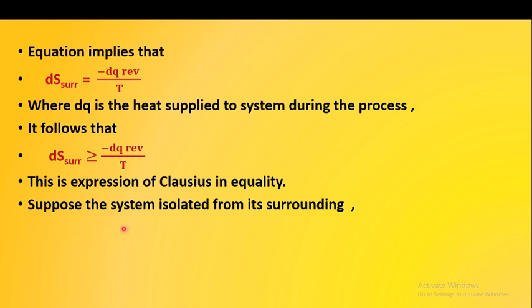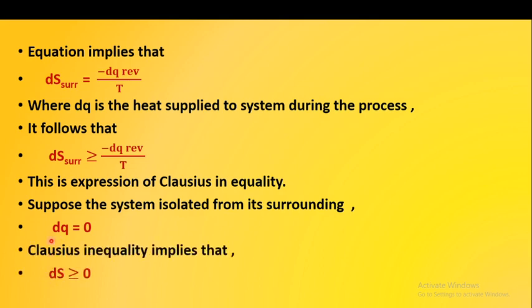Suppose the system is isolated from its surrounding. Earlier we considered that the system and surrounding are in contact with each other. If the system is isolated from the surrounding, then dq is equal to 0. Therefore the Clausius inequality implies that dS is greater than or equal to 0. If dq is equal to 0, the change in entropy, the disorderness or randomness in the system, becomes 0 or greater.